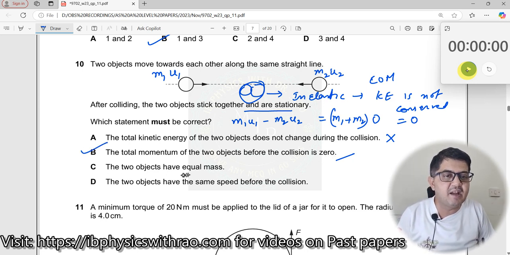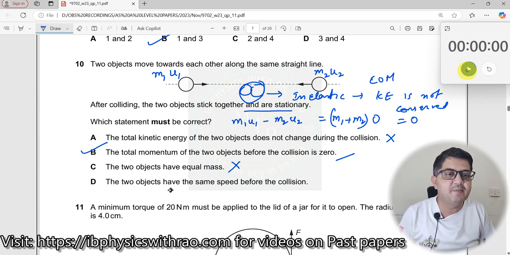The two objects should have equal mass? Not necessarily. Will the two objects have the same speed before the collision? Not necessarily. I have to choose two different speeds over here, right? So B is the right answer.